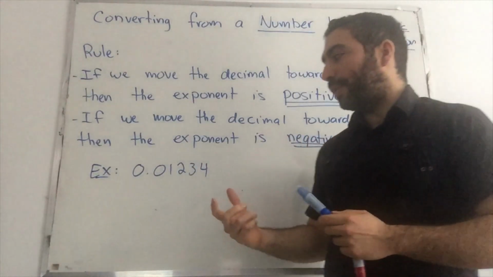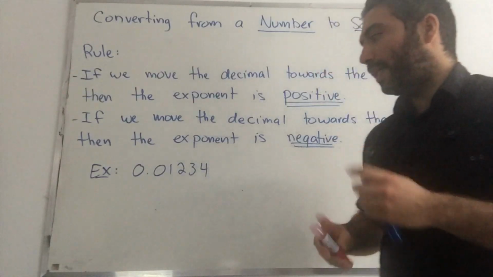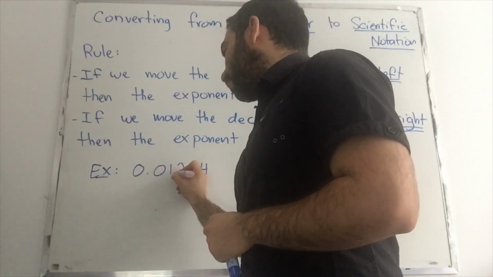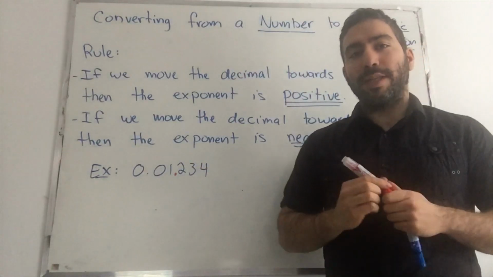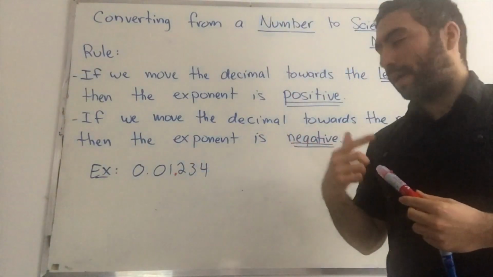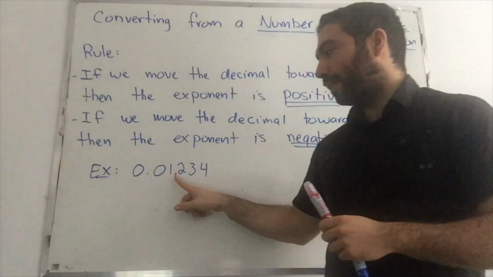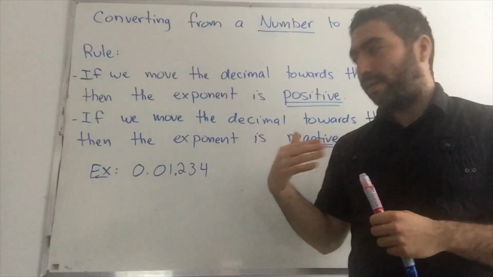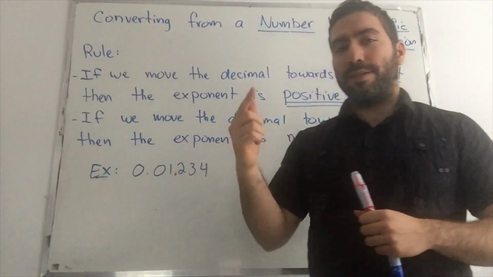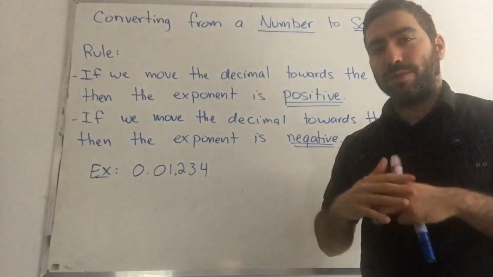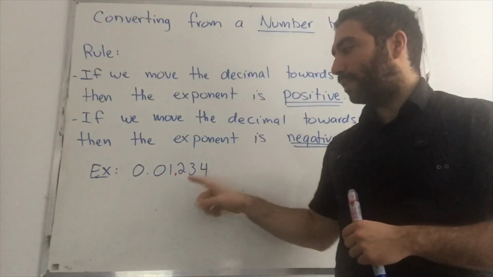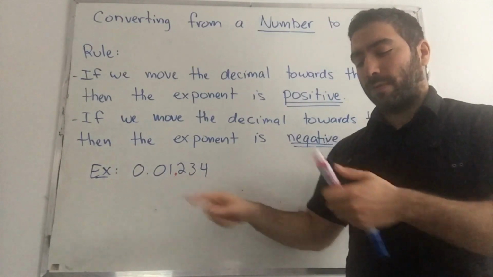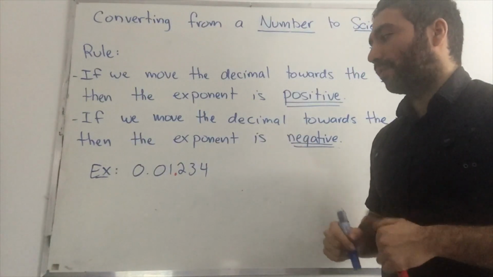So in order for this to be in scientific notation, we need the decimal to be between the 1 and the 2 to get 1.2. Because now that number is in between 1 and 9.99 repeating. Because if you would have gone after the 2, that would have given you the value 12, which is too big. Or if you would have gone before the 1, you would have had 0.1, which is smaller than 1, so that's not scientific notation. The only spot the decimal can be is between the 1 and the 2, in order for it to be in scientific notation.